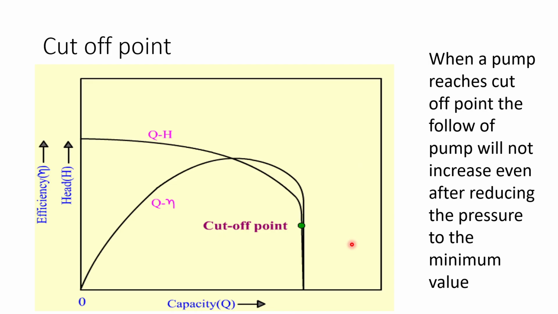There is a point where the flow will not increase even if we reduce the pressure or head of the pump to the minimum, and this is called the cutoff point of the pump. This happens because of the various friction losses inside the pump, and the pump cannot give more than a certain amount of discharge at any lowest pressure.